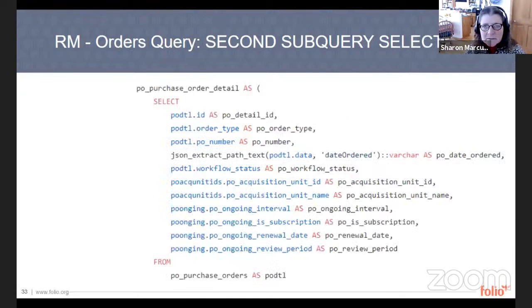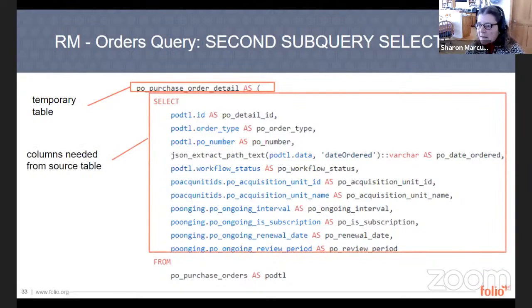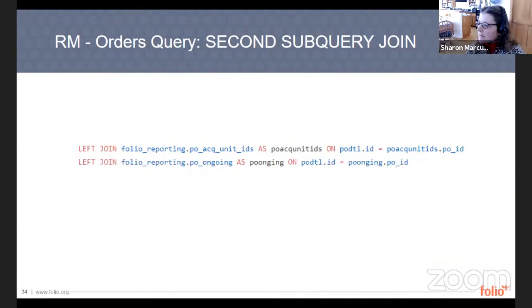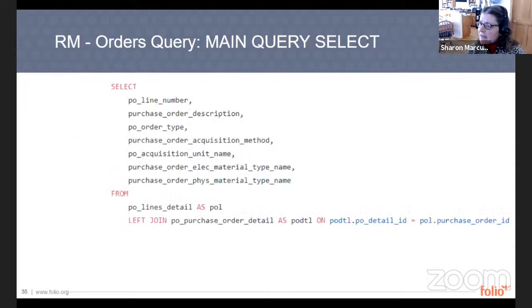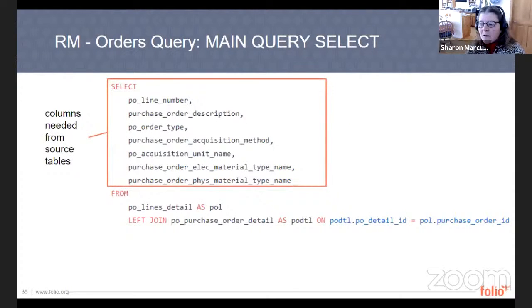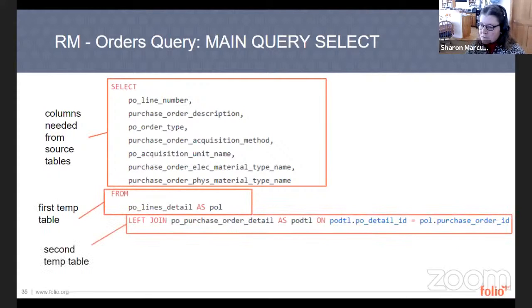We create a second temporary table to get the purchase order details. Then we select the columns that are needed from the source table and specify the source table in the from statement. And then again, we have joins for the derived tables for the additional columns that are needed from the data arrays. In our main query, we select the columns that are needed from the source tables, and it's coming from the temporary table, and there's a join to the second temporary table.